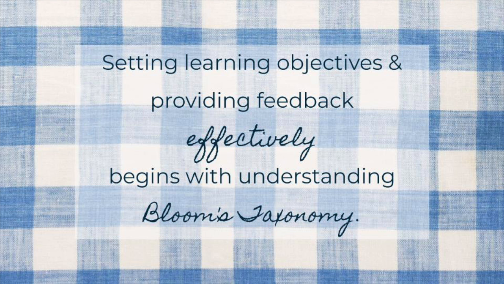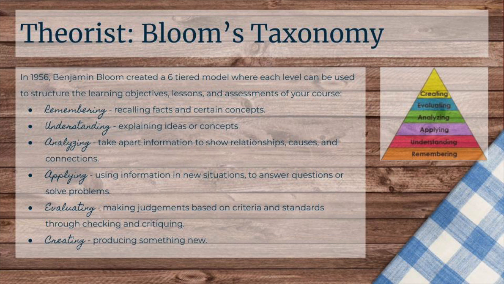Setting learning objectives and providing feedback effectively begins with the use of Bloom's taxonomy. Bloom's taxonomy is a classification of the different objectives and skills that educators set for their students. The taxonomy was proposed in 1956 by Benjamin Bloom, an educational psychologist at the University of Chicago. The terminology has been recently updated to include the following 6 levels of learning. These 6 levels can be used to structure the learning objectives, lesson, and assessments of your course.